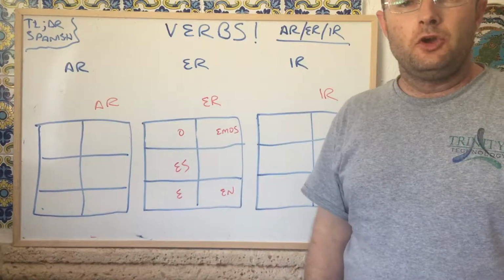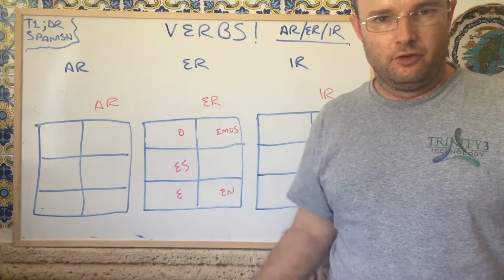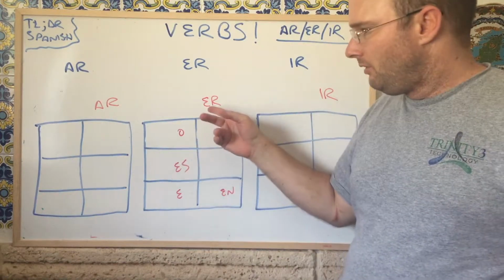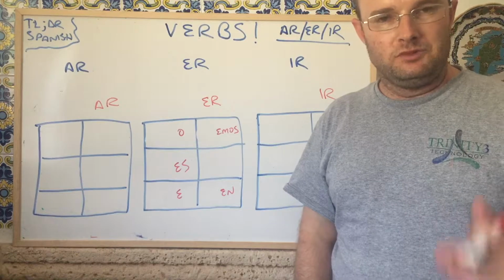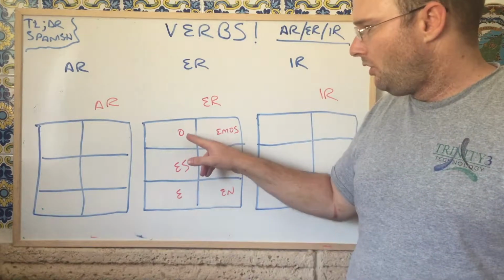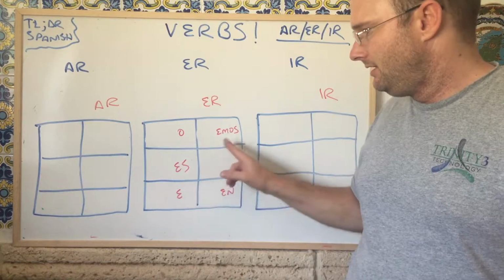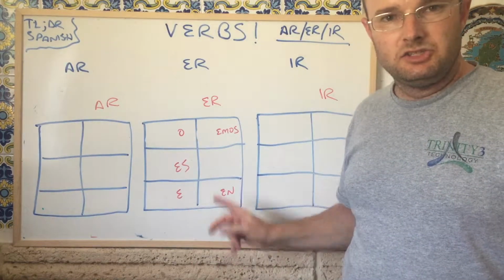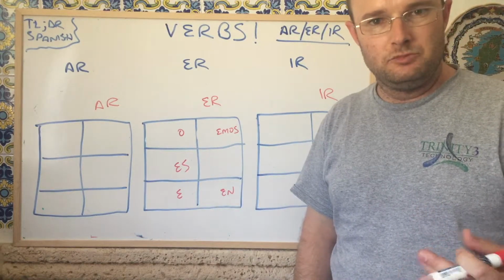Let's take a look. So we know that there are three different types of verbs that end in AR, ER, or IR. We've already gone over an ER verb, and that was leer. The endings for ER verbs are o, es, e, emos, en. And each of those boxes corresponds to a specific subject.